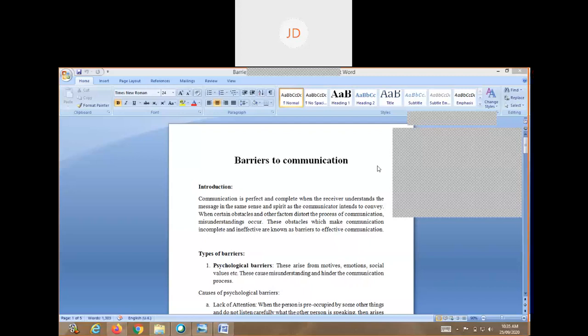All right, now I am going to teach you the different types of barriers. So I shall start with the first barrier.